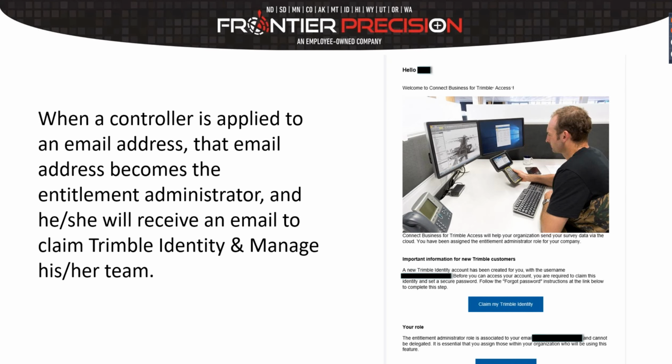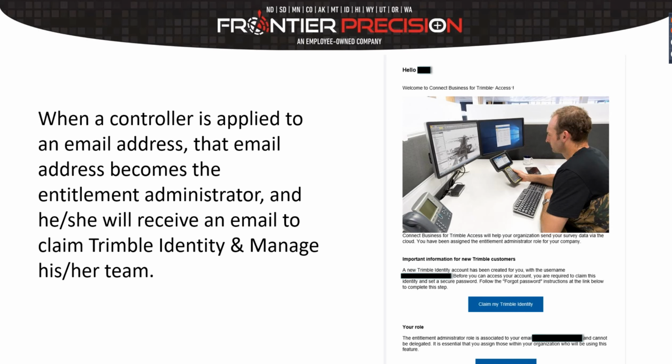So once your Trimble dealer or your sales rep applies the email address to the controller, so that's something we do on our end, we apply that email address to the controller, and that person then becomes the entitlement administrator. So that entitlement administrator receives an email similar to what you see there on the right, and that's just coming straight from Trimble. There's 2 links there.